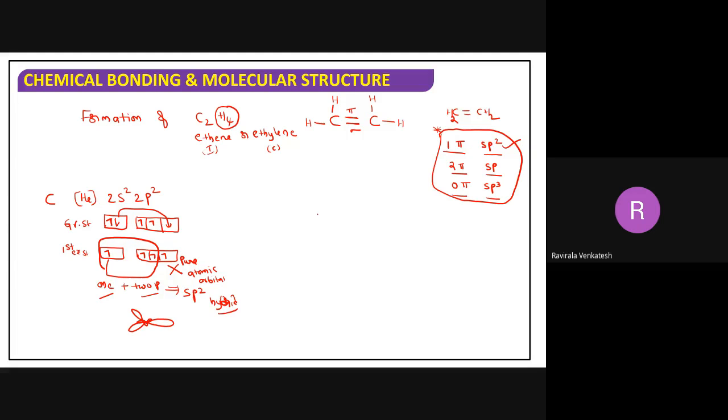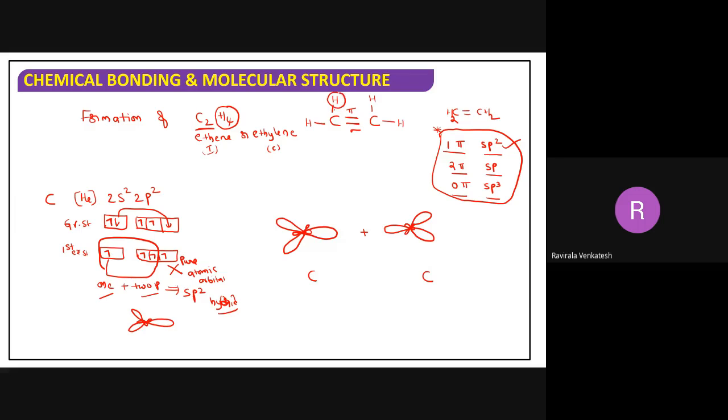So I am drawing that one. You see, sp2 I am drawing like this: 1, 2, 3, like this. This is sp2. But how many carbons have I taken? 2, sir. Right? 2 carbons I have taken. 1, like this, and the next one will be 2, like this. First carbon, second carbon.